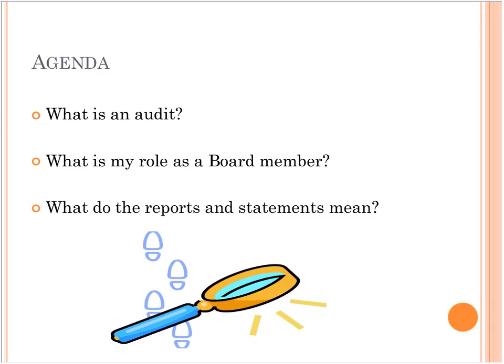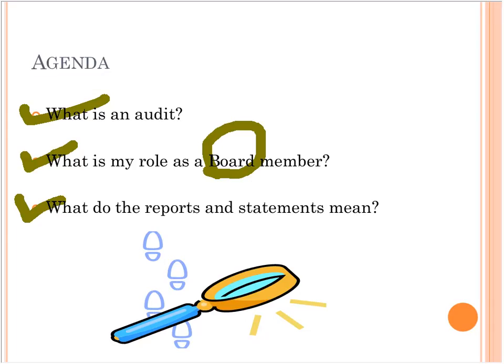So first of all, we want to talk about what is an audit and really look at the definition of that term. What does the term mean? What's my role as a board member, and how can I get the most out of this document? And then what do all those reports and statements mean? Hopefully by the time we get done, you will be able to answer these questions.